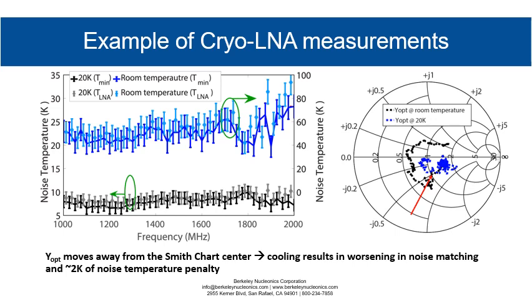When driven by a 50 ohm signal source, this LNA would experience approximately 2 Kelvin of additional noise penalty, as indicated by the differences of the gray curve, the LNA noise temperature, and the black curve, the LNA minimum noise temperature, on the left side. For applications such as quantum computing or radio astronomy, 2 Kelvin difference is often very significant, and in this example corresponds to more than 20% of the increase in noise temperature over what is actually possible.